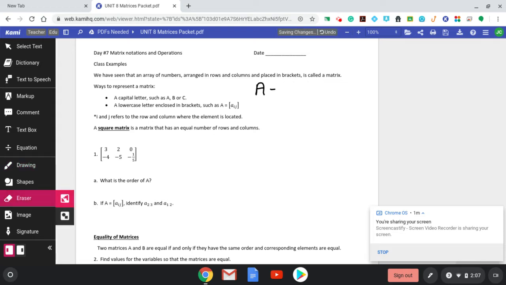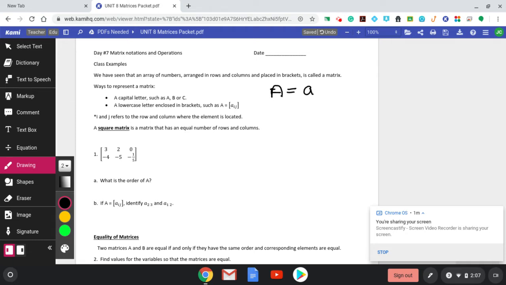The other notation is the second one, which is a lowercase letter enclosed in brackets. So for instance, if I say here's A equals lowercase a, and then you're going to see two numbers below, subscripts. If I put a 4 and a 3 there, what that is telling me is I need whatever number is in row 4, column 3. It always goes row by column. So that's another notation we could see with matrices.